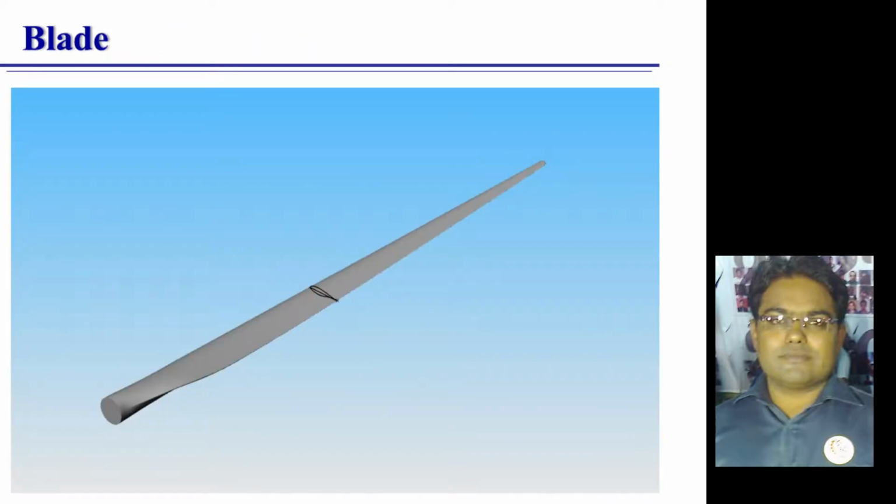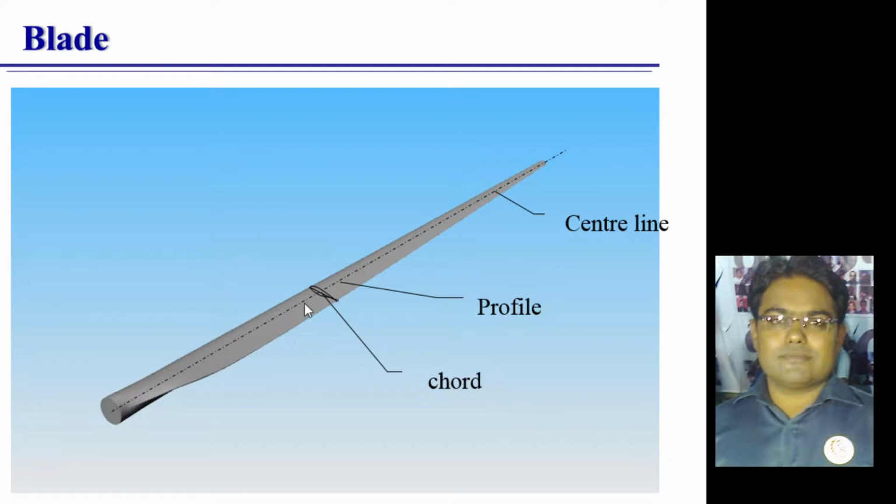So this is basically a wind turbine blade profile. If you look at that, this is the entire profile, and this portion, if we cut it, is called the airfoil. This is the chord length, or you can say chord. This is called the center line, running from hub to tip. This is the tip, or you can say root side and tip side.